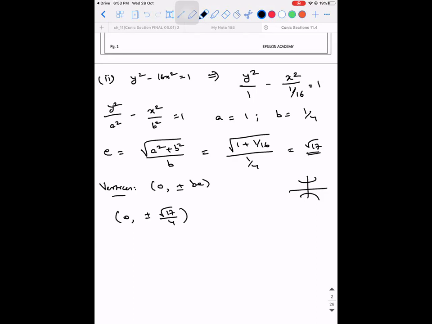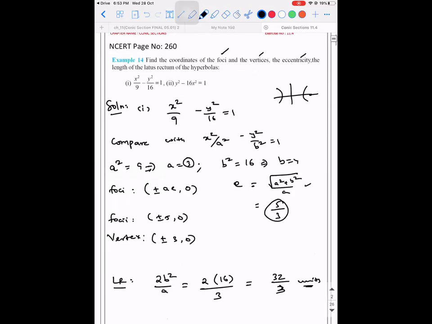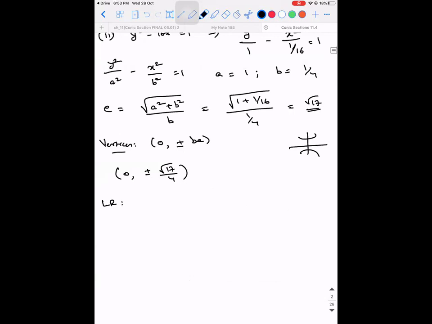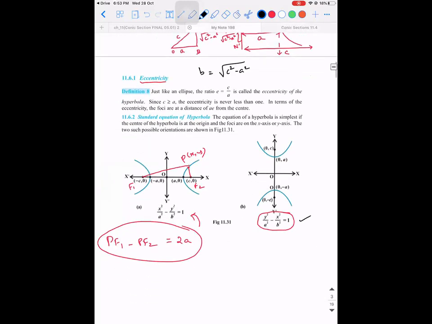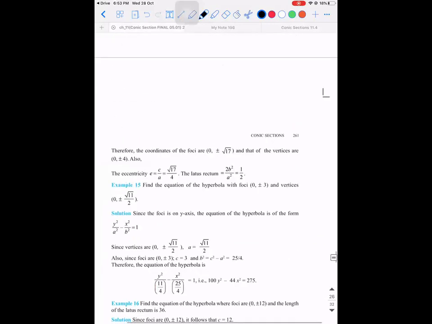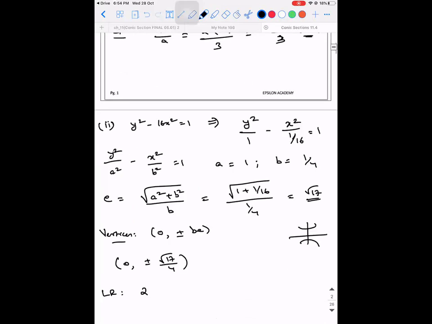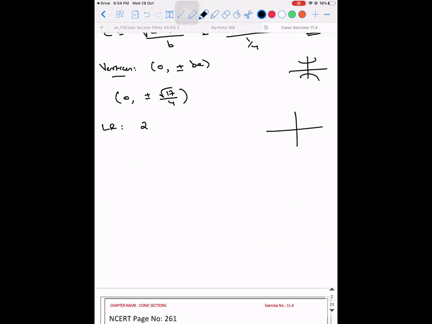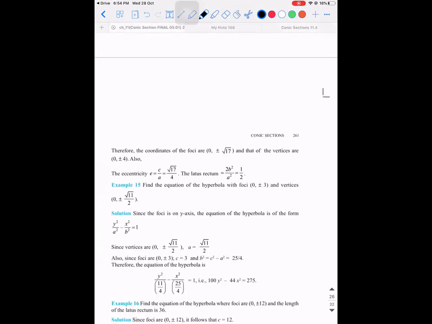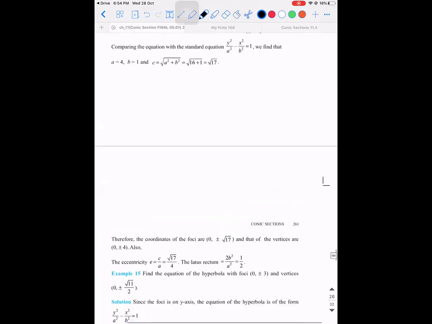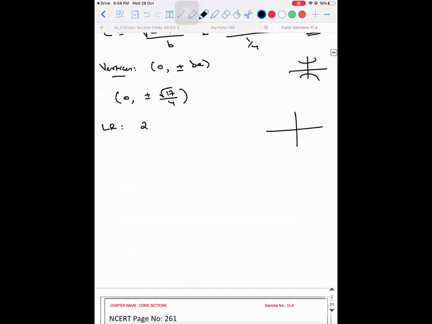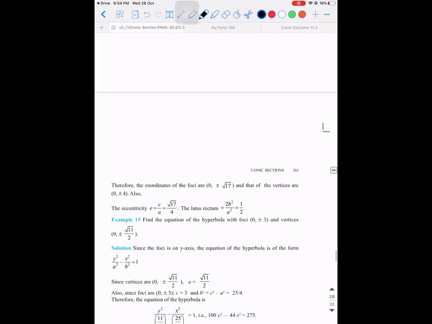Yes. Then what else is there? Eccentricity we have found. Length of latus rectum, tell me what is the formula? 2b square by... No. I'll show you. See. Eccentricity is root 17. It's matching. c by a is root 17. Our answers are matching, right? Yes, sir. Vertices are root 17 by 4.